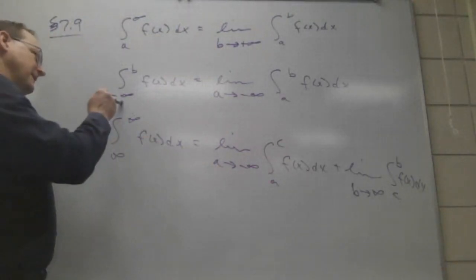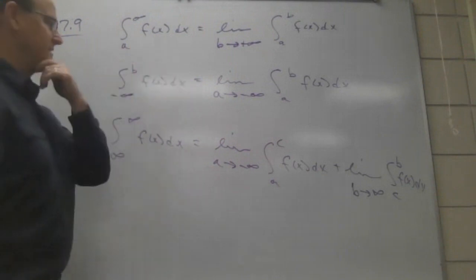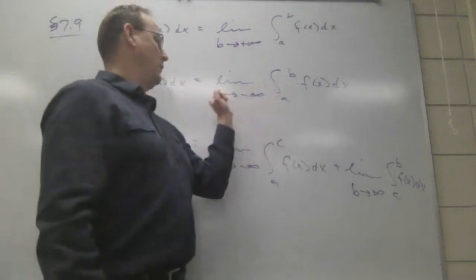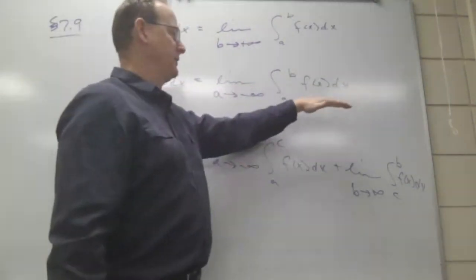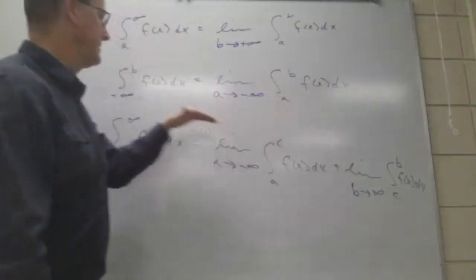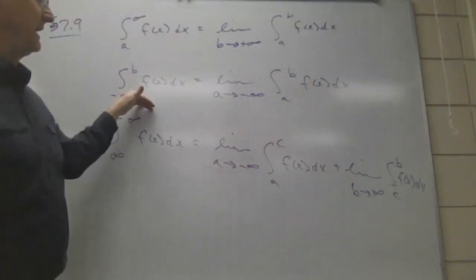Similarly, if we got a minus infinity on the bottom to b of f of x with respect to x, assuming f of x is an integrable function, we can take the limit as a approaches negative infinity from a to b of f of x with respect to x. If this limit exists to a specific number, then this is a convergent definite integral.